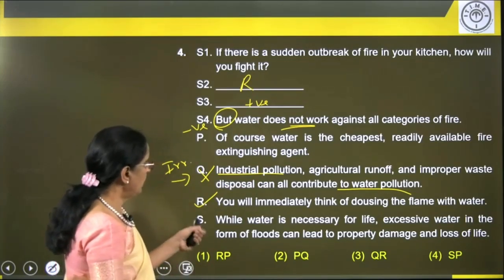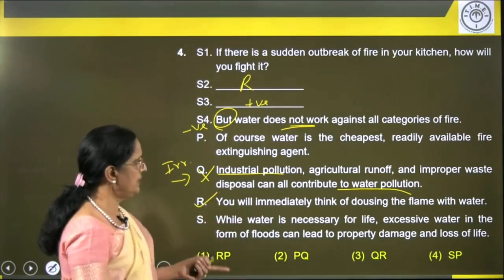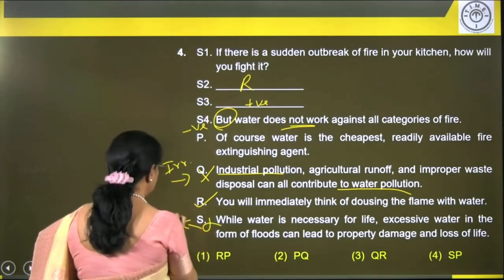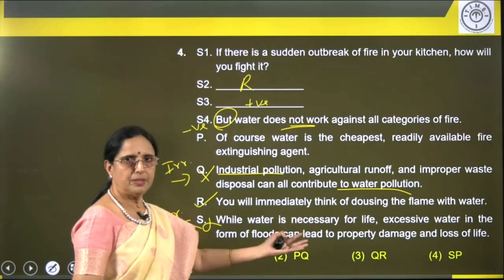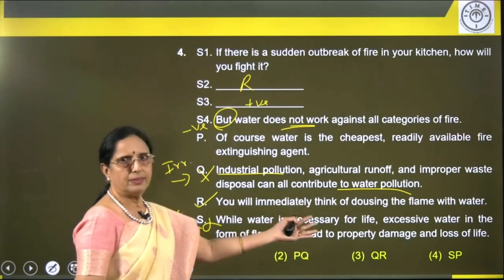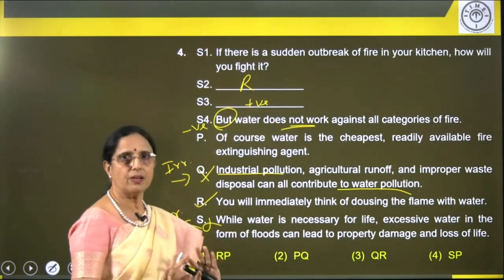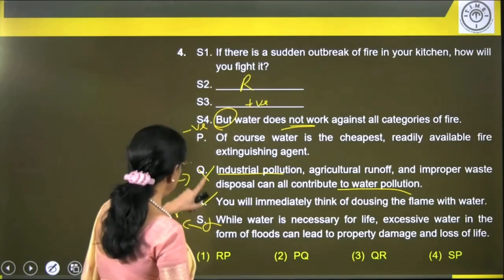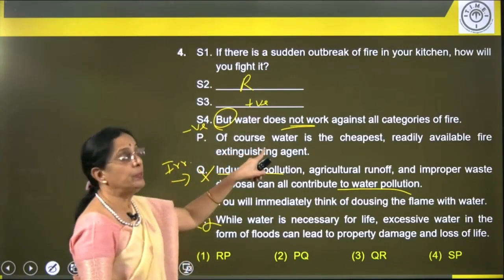Done. Well, water is necessary for life. Excessive water in the form of floods can lead to property damage and loss of life. Again, this is irrelevant. Agree or not? All the statements have the words water or the information related to water. But is it contextual or not? Okay. Fine. R is done. We eliminated Q and S. We are left with what? P. Where do you put P?